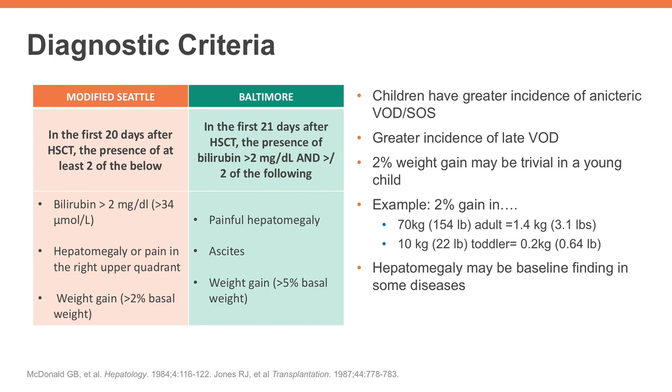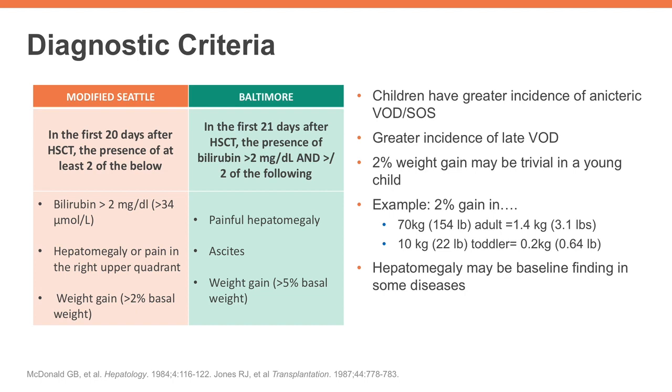In the Baltimore criteria, this is diagnosed in the first 21 days after transplant with the presence of bilirubin greater than 2 and 2 or more of the following: either painful hepatomegaly, ascites, or weight gain greater than 5% of the basal weight. Some of the challenges with diagnosing children along these criteria are that there is a greater incidence of anicteric VOD in children, and so VOD where you do not develop high bilirubin levels. And so this can develop in as much as a third of pediatric patients with VOD and would make it very difficult to fulfill either the modified Seattle or the Baltimore criteria.